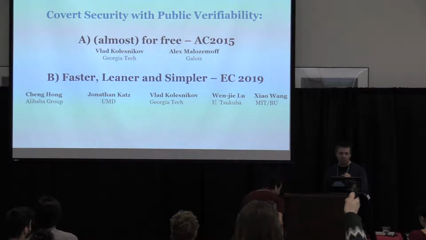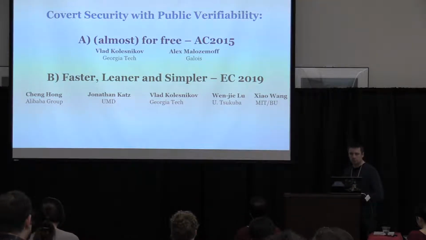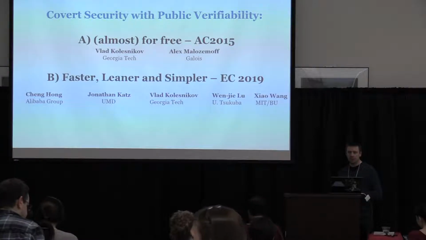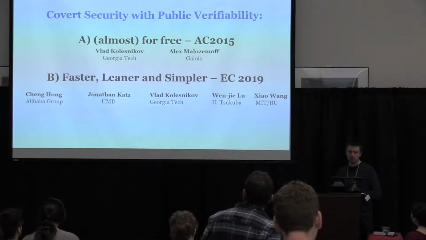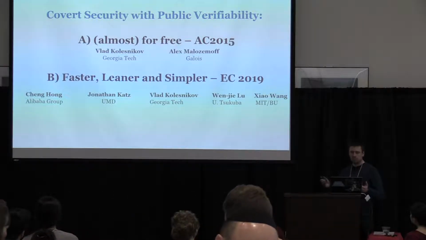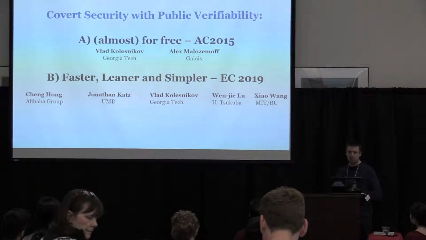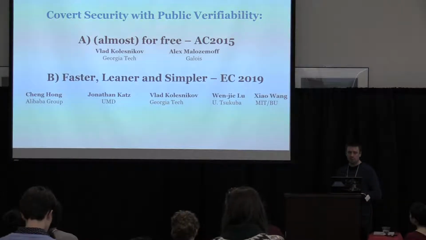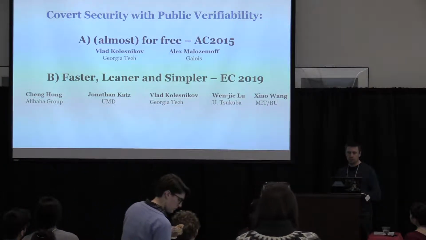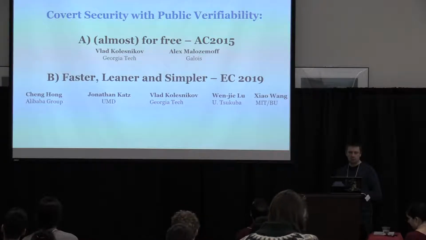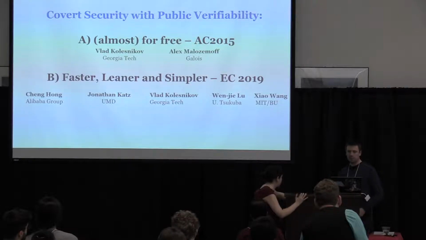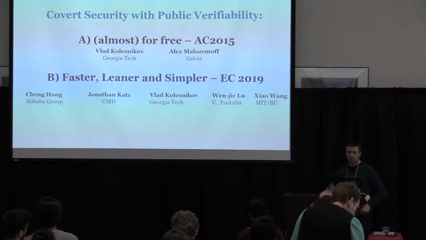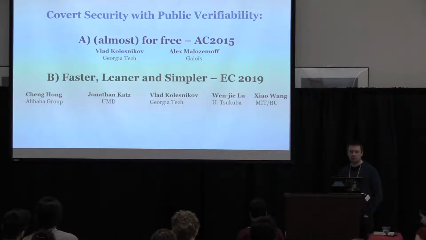All right, thank you. So I'll talk about two results in this area. The papers are called Covert Security with Public Verifiability, and one of them that says almost for free. That's joint work with Alex Malozemov from AsiaCrypt 2015. And the other one is Covert Security with Public Verifiability: Faster, Leaner, and Simpler. That's our upcoming work in Eurocrypt with Cheng Hong, Jonathan Katz, Wenji Liu, and Xiao Wang.